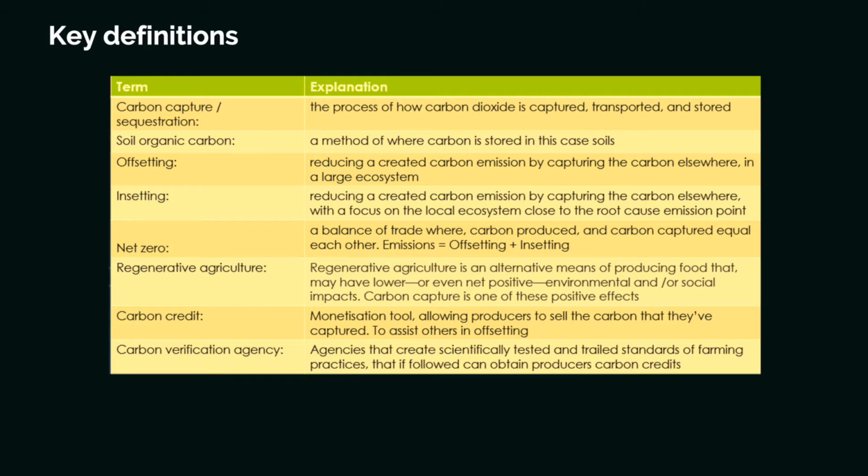Then a term called offsetting. Offsetting is reducing a carbon emission by capturing carbon elsewhere in a larger ecosystem. The counterpart to offsetting is insetting, and this also reduces carbon emissions, but with a local ecosystem focus. The next term we'll be looking at is net zero.